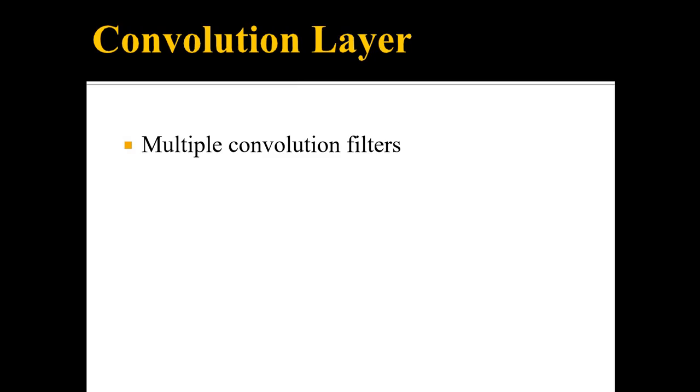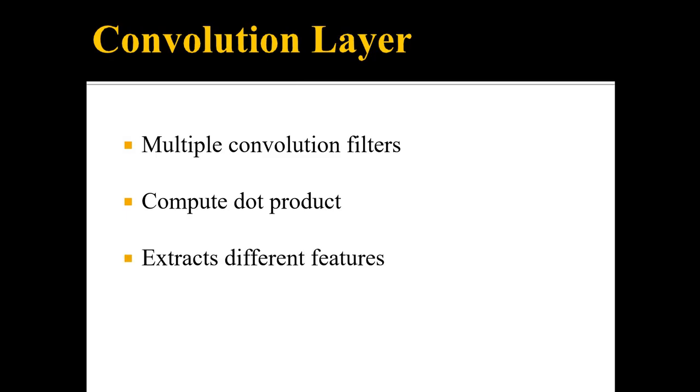Now, multiple convolution filters or kernels will run over the image and compute a dot product. Each filter extracts different features from the image, and after performing the convolution, we get the convolved feature, which is called the feature map.